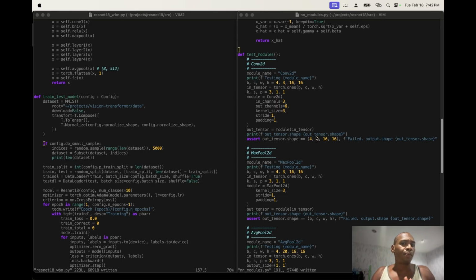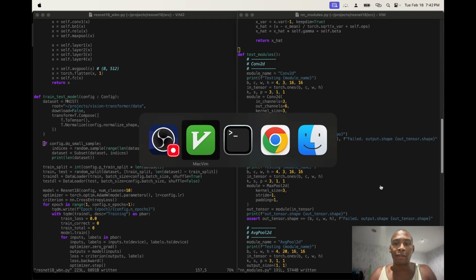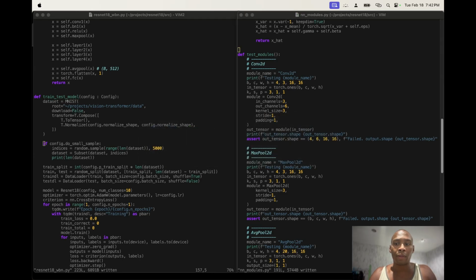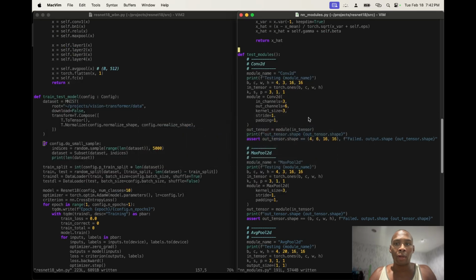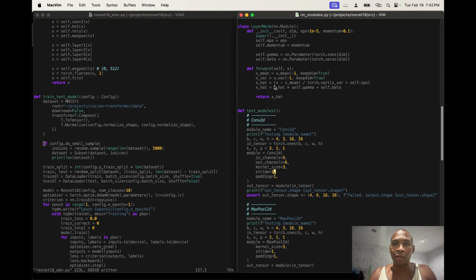Actually, I'll just add the batch norm implementation, and then I'll deploy it to Runpod in a separate video because I think it's already long enough. But let me add in the batch norm implementation right now. So here we have our NN modules.